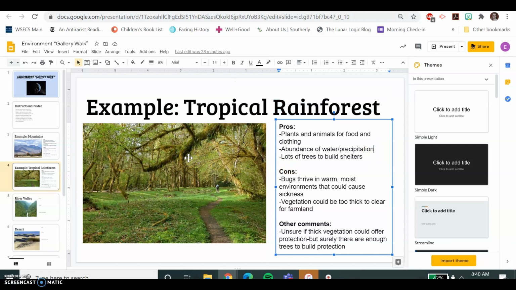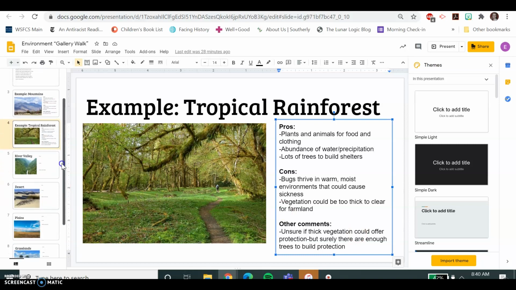Thinking about warm, moist environments, bugs are probably there, and bugs cause sickness. And the vegetation could be too thick to clear farmland. And then my other comments, unsure if thick vegetation could offer protection, but surely there are enough trees to build protection, like a fort, a wall.